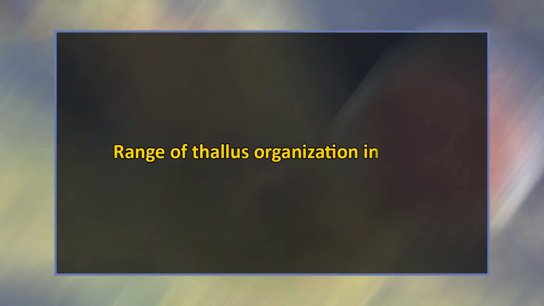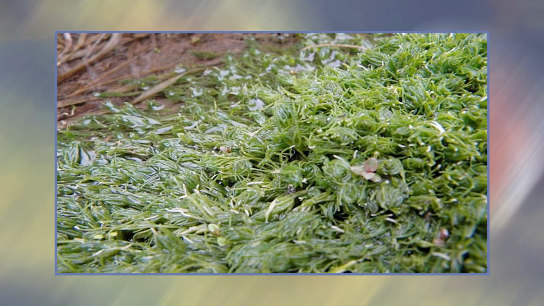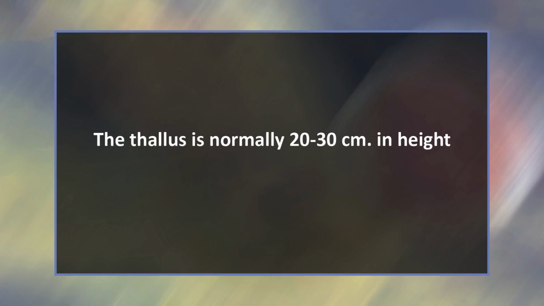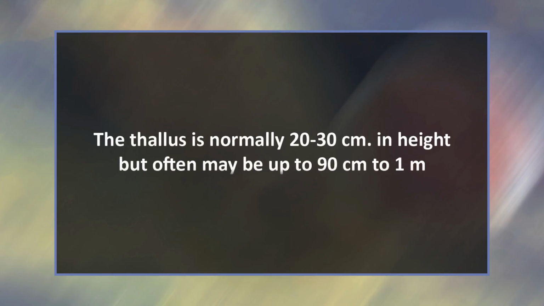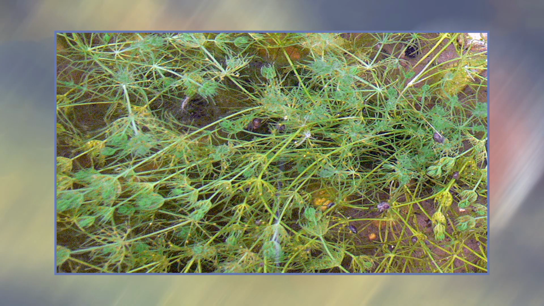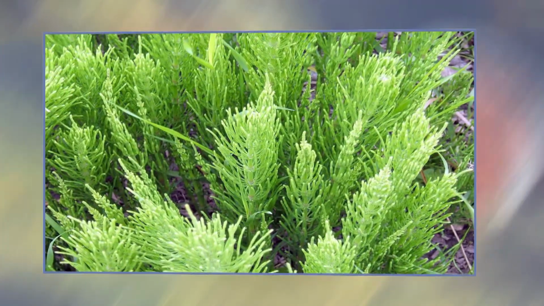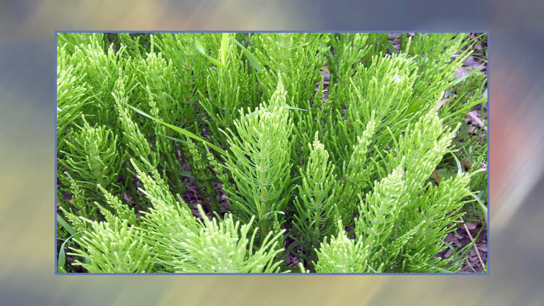Now let us see the range of thallus organization in Chara. The thallus of Chara is branched, multicellular, and macroscopic. The thallus is normally 20 to 30 centimeters in height, but often may be up to 90 centimeters to 1 meter. Some species like Chara haitensis are small and may be 2 to 3 centimeters long. The plant in appearance resembles Equisetum. Hence, Chara is commonly called aquatic horsetail.